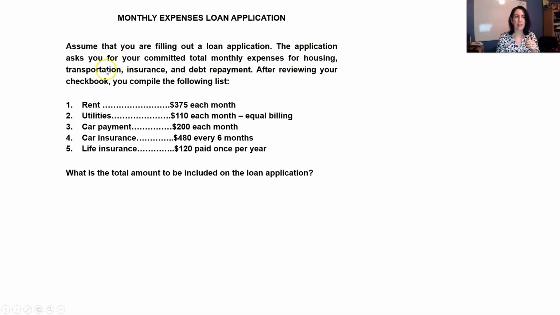Assume they're filling out a loan application. The application asks you to commit your total monthly expenses for housing, transportation, insurance, and debt repayment. After reviewing your checkbook, you compile the following list.